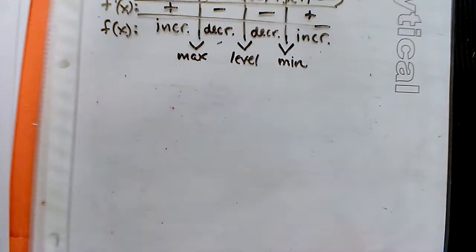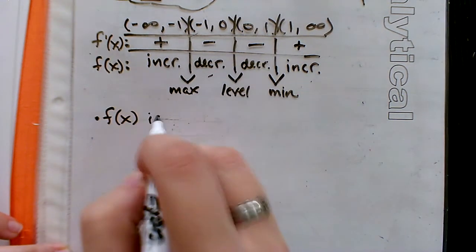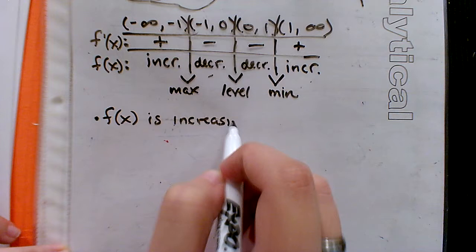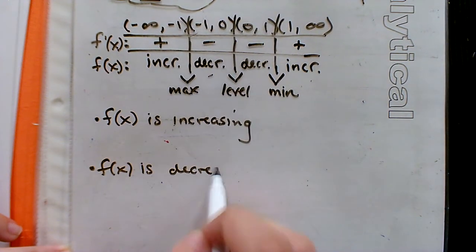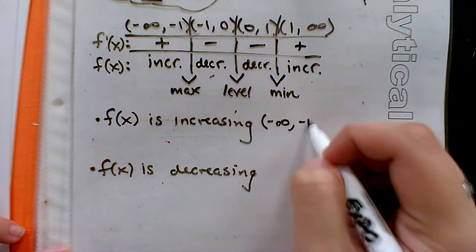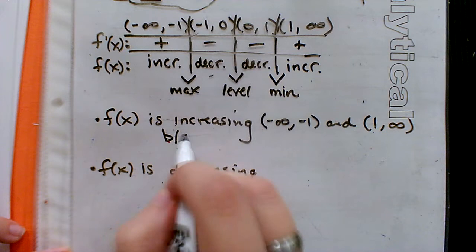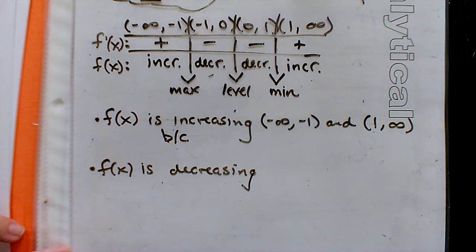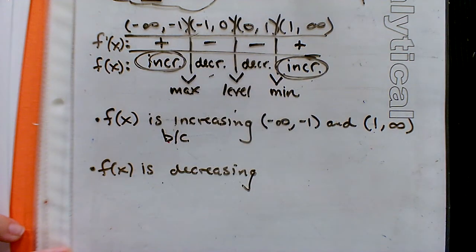So let's go ahead and now use this chart and create some of our justifications. So they want to know where f of x is increasing. We also need to determine where f of x is decreasing, and we'll get to those maxes or mins. So based off the chart, we said f of x is increasing on the intervals negative infinity to negative 1, and 1 to infinity, because why were we able to write those words increasing in the chart? How did you know?